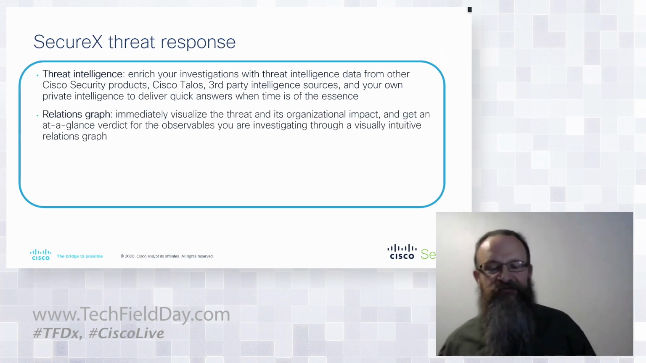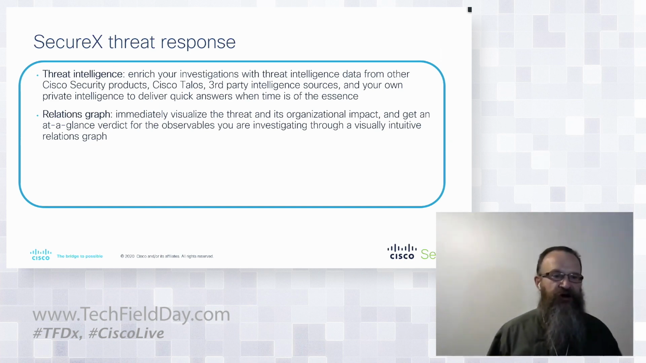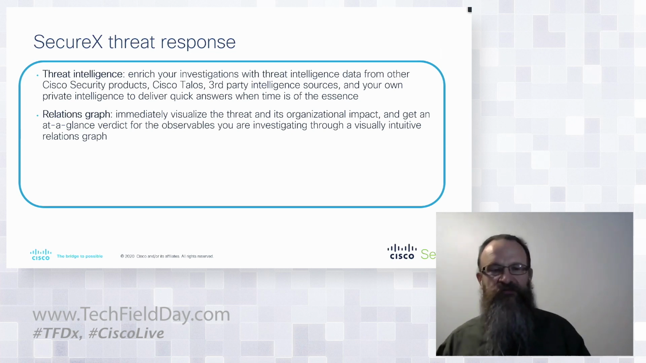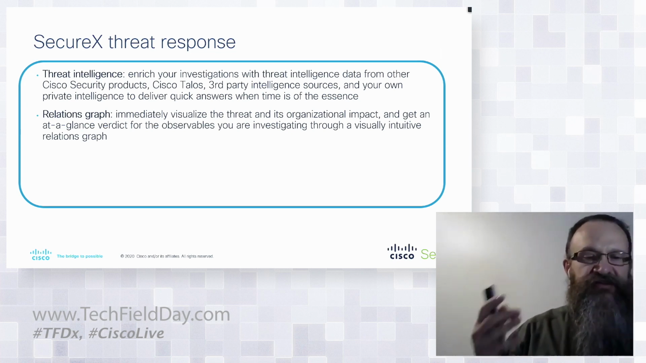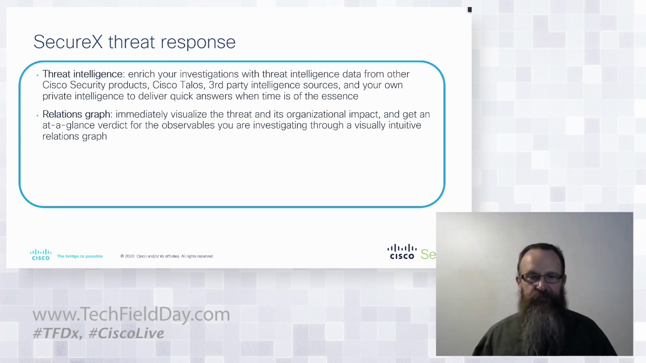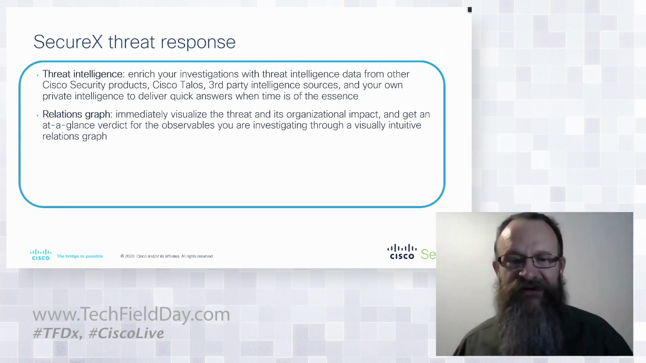The relations graph. If you've used threat response, this is the part you're thinking of when someone says threat response. It's that graph that shows you all of the observables that you've been investigating so that you can immediately visualize that threat, so that you can quickly put together that mental model. You don't even have to put it together. That's the whole point. The graph puts it together, and you just look at it and understand it. And you can see the immediate organizational impact if there's been any.